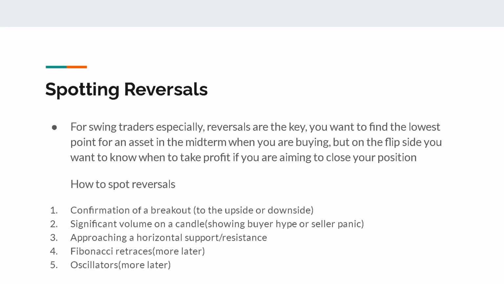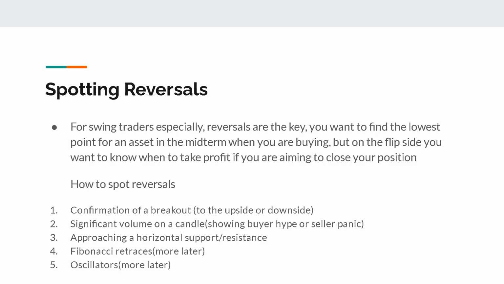Now, how do you spot reversals? How do you see if something is going up in price or going down in price? How do you see when it's going to stop going up or down? For swing traders especially, reversals are the key. You want to find the lowest point for an asset in the midterm or short term when you are buying it. And on the flip side, you want to know when to take profit if you are aiming to close your position. So if you want to enter something, you want to enter not at the high point, but at the low point. And if you're trying to get out of a position, you want to get out at the highest point. So how do you spot these reversals?